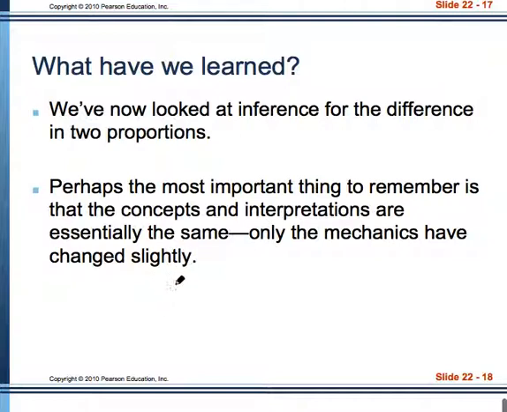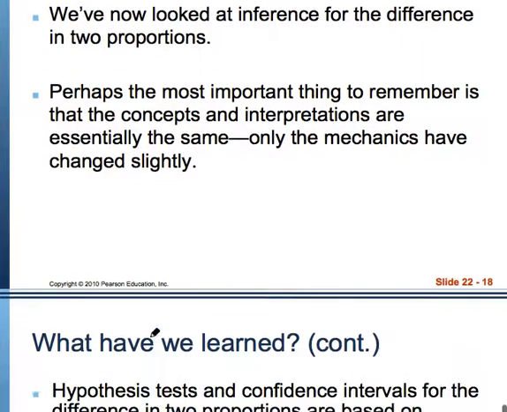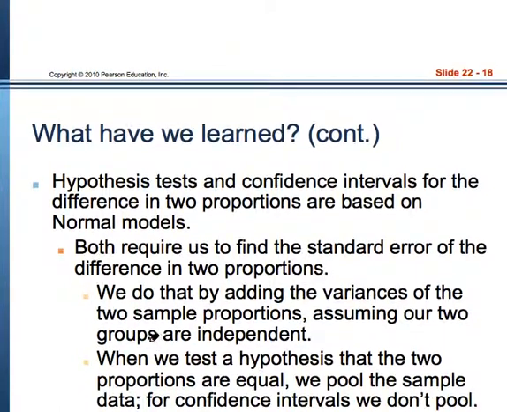We have looked at inferences for the difference in two proportions. The most important thing to remember is that the concepts and interpretations are the same. The only thing different here is that we have two groups and we're comparing them to each other. The process of hypothesis testing is exactly the same. They're based on normal models, just as we have done before. We find the standard error of the difference in the two proportions, adding the variances together, assuming the groups are independent, and then we test a hypothesis that the two proportions are equal.